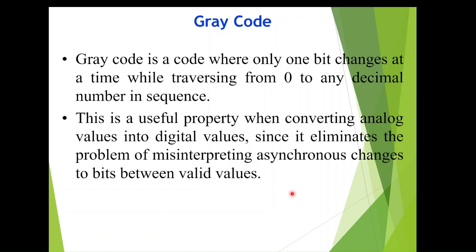Next comes the Gray code. Gray code is also another non-weighted code. It is devised by the scientist Gray. And the unique property is that only 1 bit changes between adjacent digits.